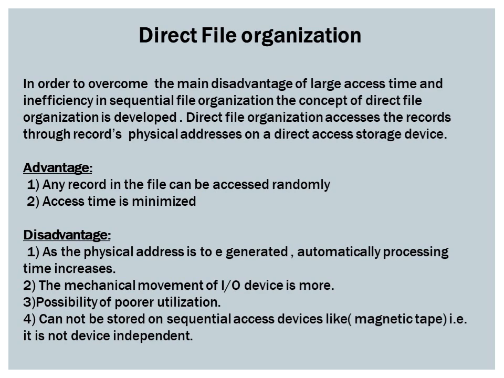Again, for this there are some advantages and disadvantages. We will see them one by one. First we'll see the advantages. The first advantage is that any record in the file can be accessed randomly. So you can access record number 3 directly, then you can go to record number 5, record number 9. So randomly you can access the record. Access time is minimized. This is the second advantage. As we can directly access that record, there is no need to start reading from the first record up to that record, so time is minimized. So this is about the advantages of direct file organization.